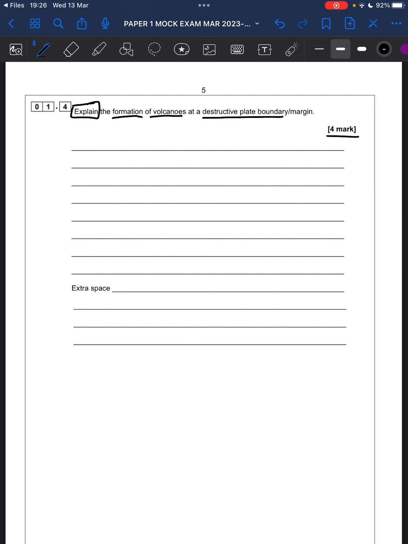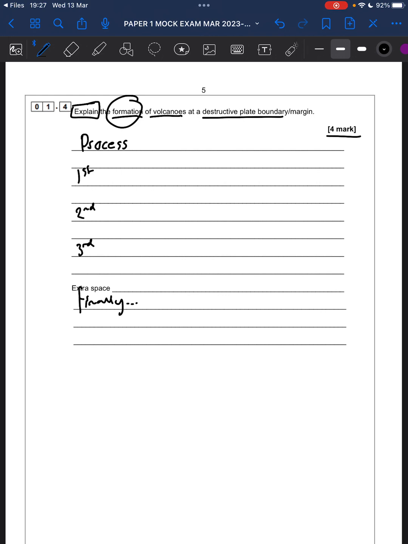And I'm looking here, I've got a 4 marker. Now, this question is in the physical paper, and formation is often what we call the process model. This is not ECS, this is process. So I'm thinking here, firstly, secondly, thirdly, finally. I'm putting it into that kind of structure. Formation, you've got to say how it forms. Okay, how do volcanoes form at these plate boundaries?